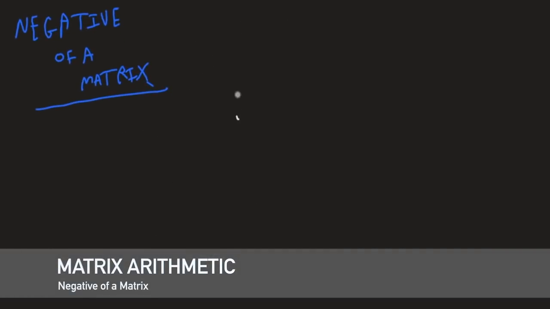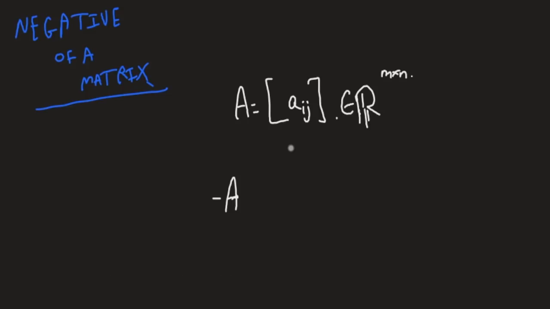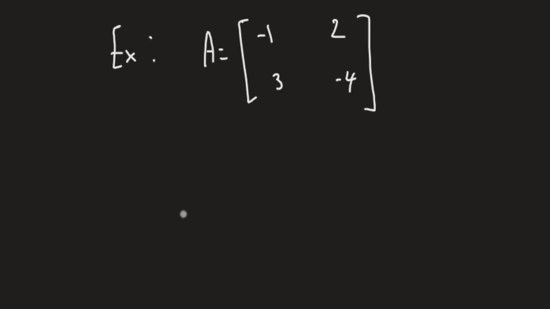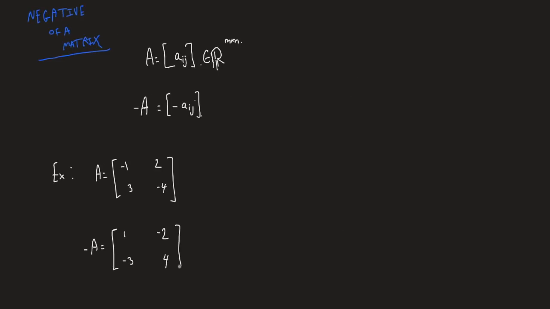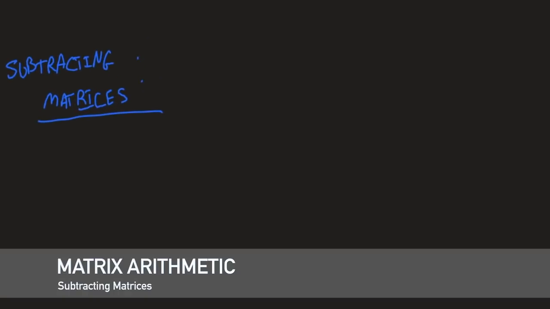Say I've got a matrix A, then minus A is again a matrix of the same size, obtained by just negating the elements of A, that is, minus aij, as such. An example would be the following. Say I have this matrix A, then minus A is obtained by just flipping the sign of its entries. That is, minus 1 becomes a 1, 2 becomes a minus 2, 3 becomes a minus 3, and minus 4 becomes a 4. So since we define the negative of a matrix, we can now subtract matrices.